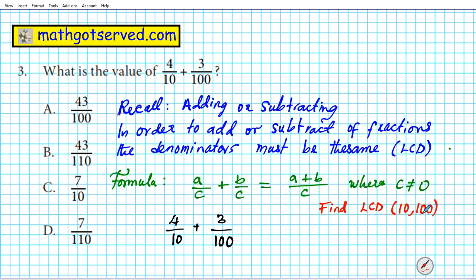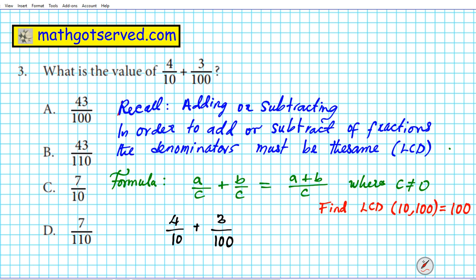Oh, check this out. Since 10 goes into 100 and 100 is bigger than 10, our LCD is automatically going to be 100. Okay? So if you're looking for the LCD of two numbers and one is a factor of the other, the bigger number that the smaller is a factor of is automatically the LCD, because 100 goes into itself and 10 will automatically go into 100. So that's the case here, so we don't have to carry out any long procedure to determine what the LCD is.